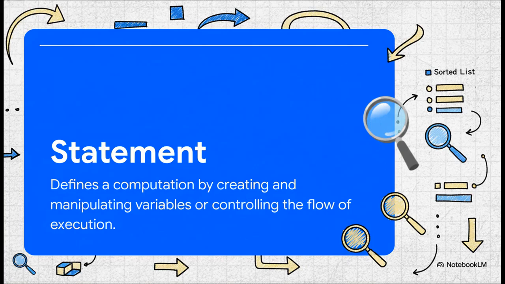So variables are our ingredients, then statements are the individual steps in our recipe. Each statement is one single command. Things like create a box named age, or put the number 30 inside that box. A whole computer program is really just a long sequence of these little commands.